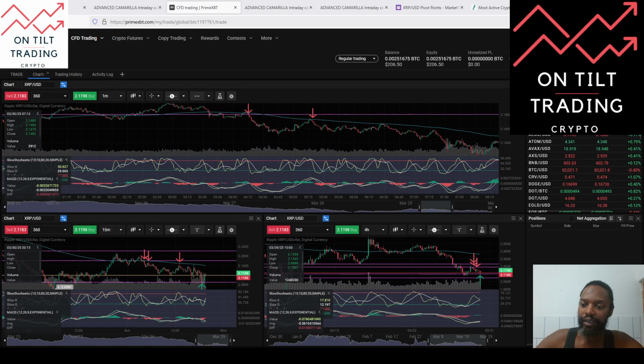Pretty lengthy trade here, but that's what got my attention first, being here at Camarilla pivot R3, and then having the price action correlate on the 4-hour, the 15-minute, and the 1 minute, with the price action below the 200 EMA. That was a green light to trade this currency pair.